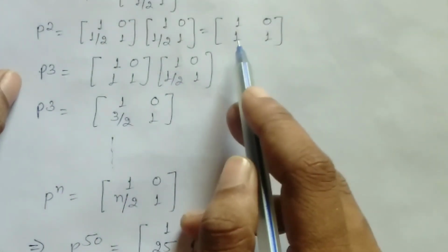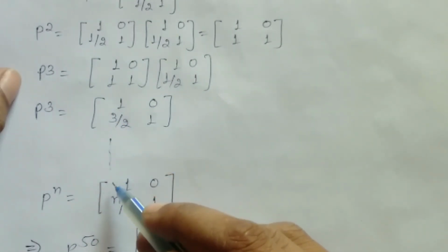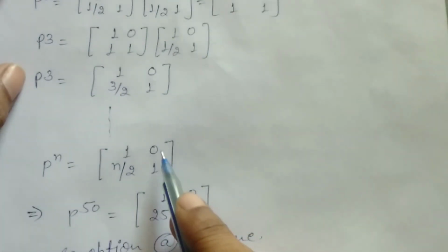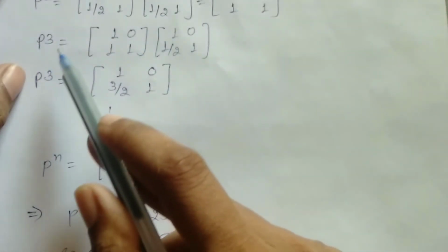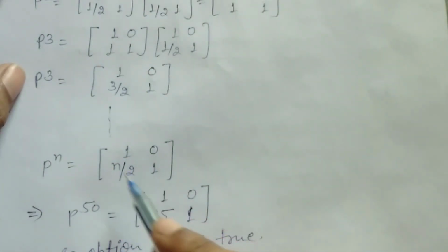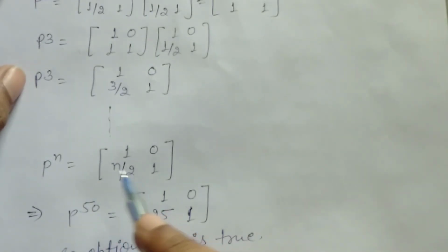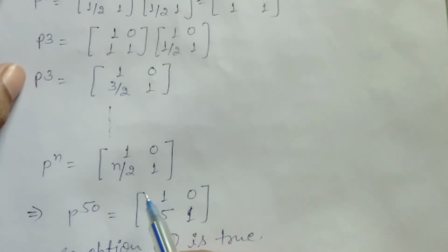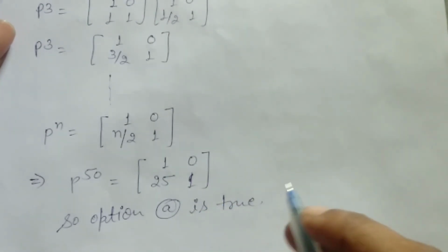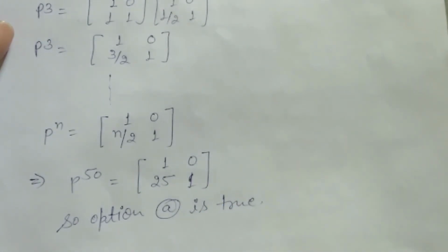equal to 1. So after the nth power we find 1, 0, and the a21 element will be half of the power, so n by 2; the a22 element of matrix P will be 1. So P raised to power 50 is equal to 50 by 2, which is 25: [[1,0],[25,1]], so option A is the true option. Now we move to the next question, question number two.